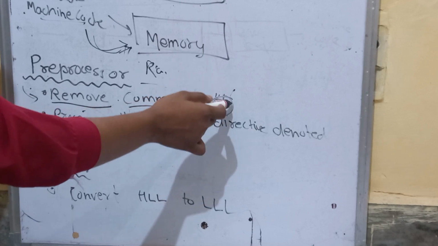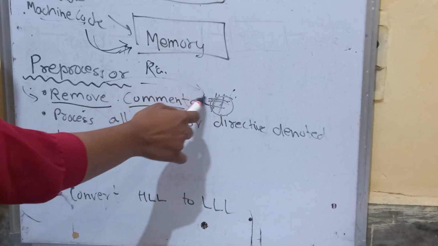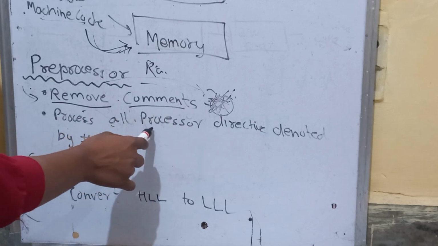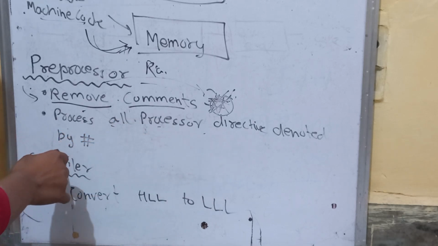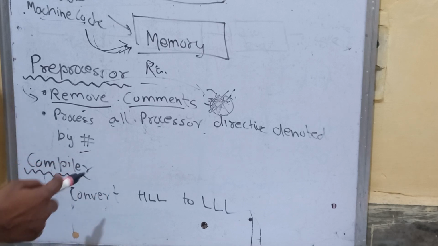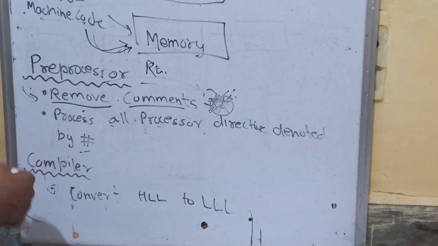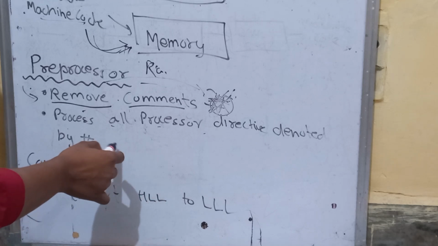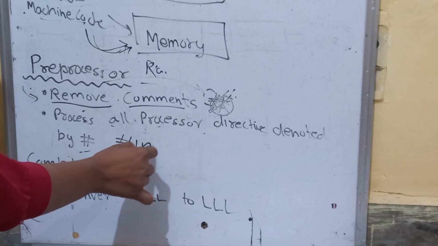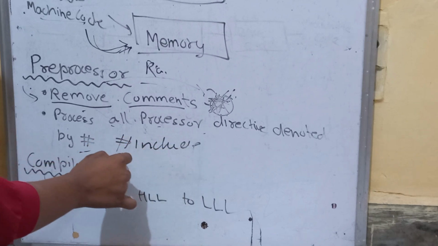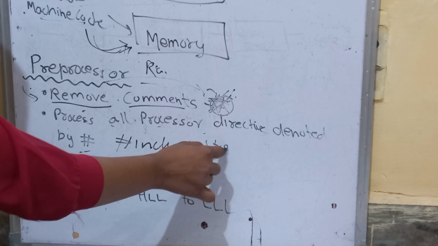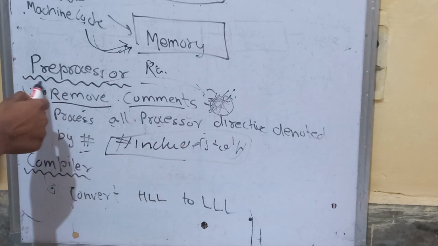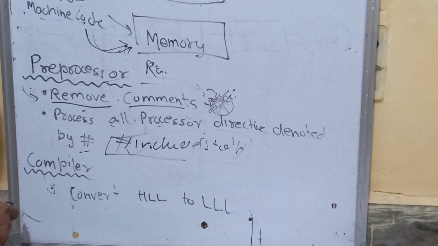So in a program the preprocessor is used to remove comments, and to process all the preprocessor directives such as those denoted by hash. Preprocessor also handles directives such as in C we use hash include stdio.h. These are all directives that we use. So preprocessor is used to process these.